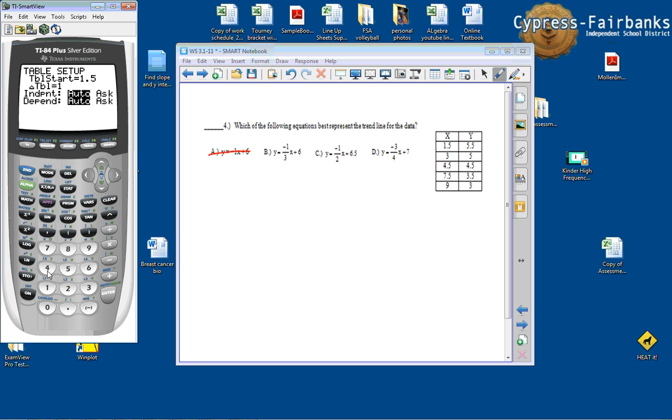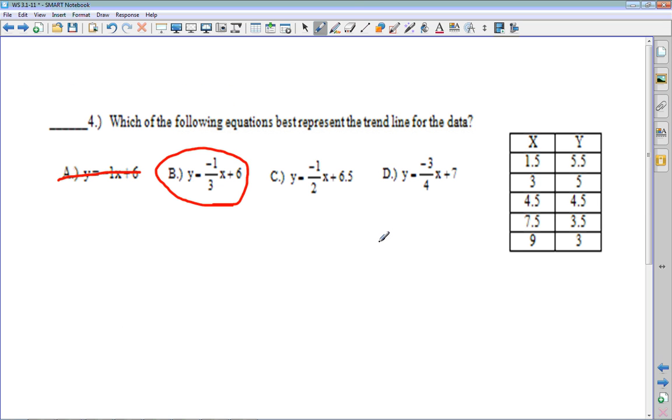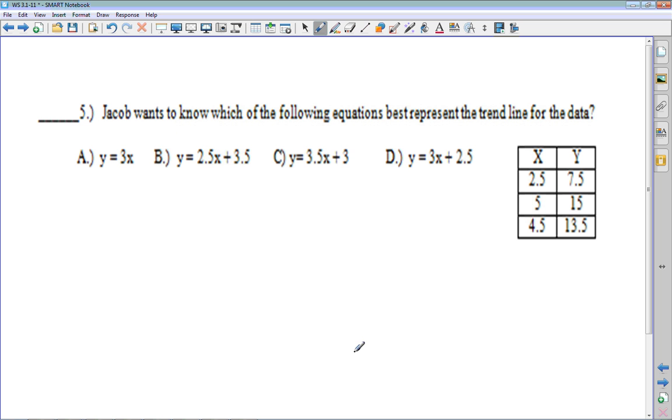Second window, 4.5, second graph. Says 4. Yep, that works. The last one I need to check is 7.5. Looks like we're on a good roll here, though. Says 3.5. Sure enough, it works. That's my answer. Next one. There's the next one. If you haven't done it yet, pause the video and then come back and see how you did.